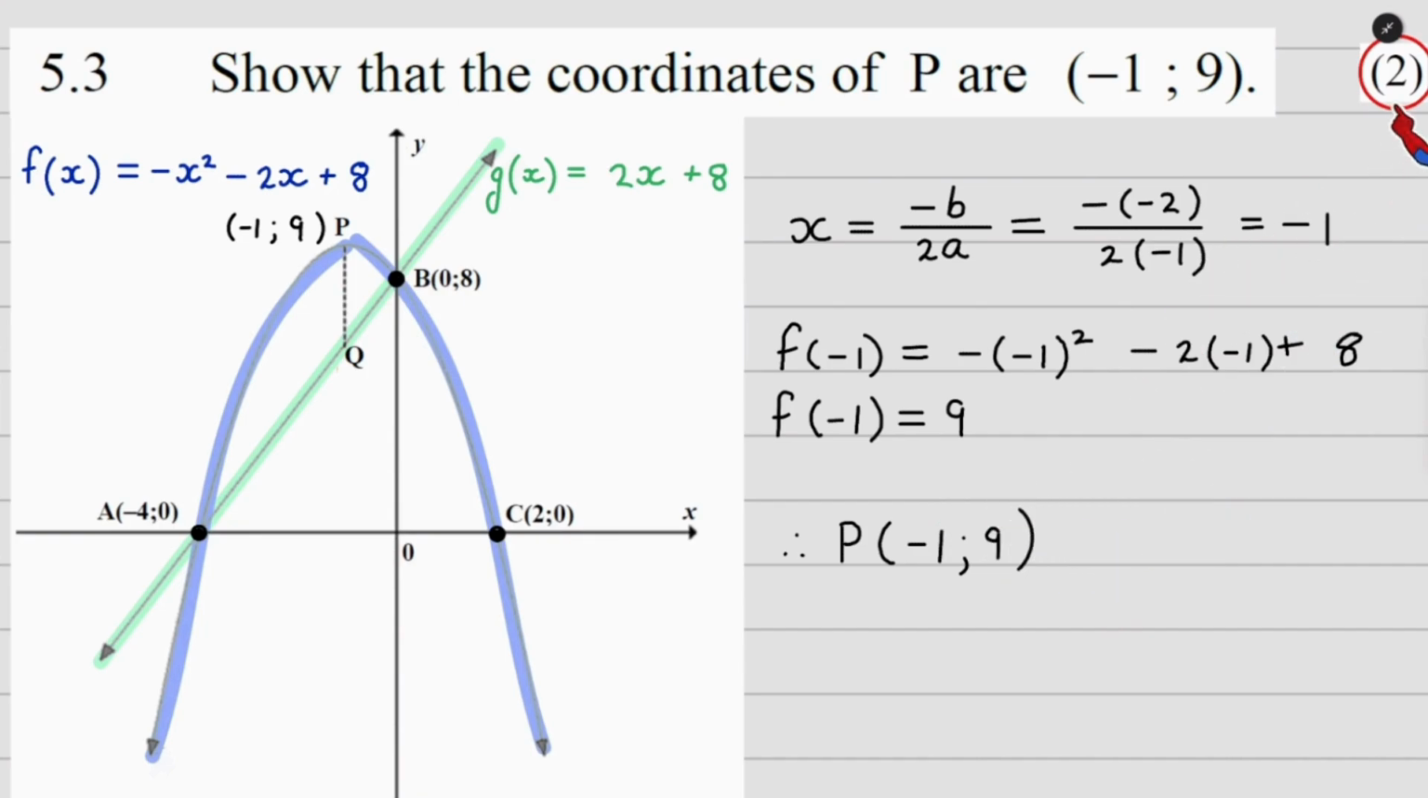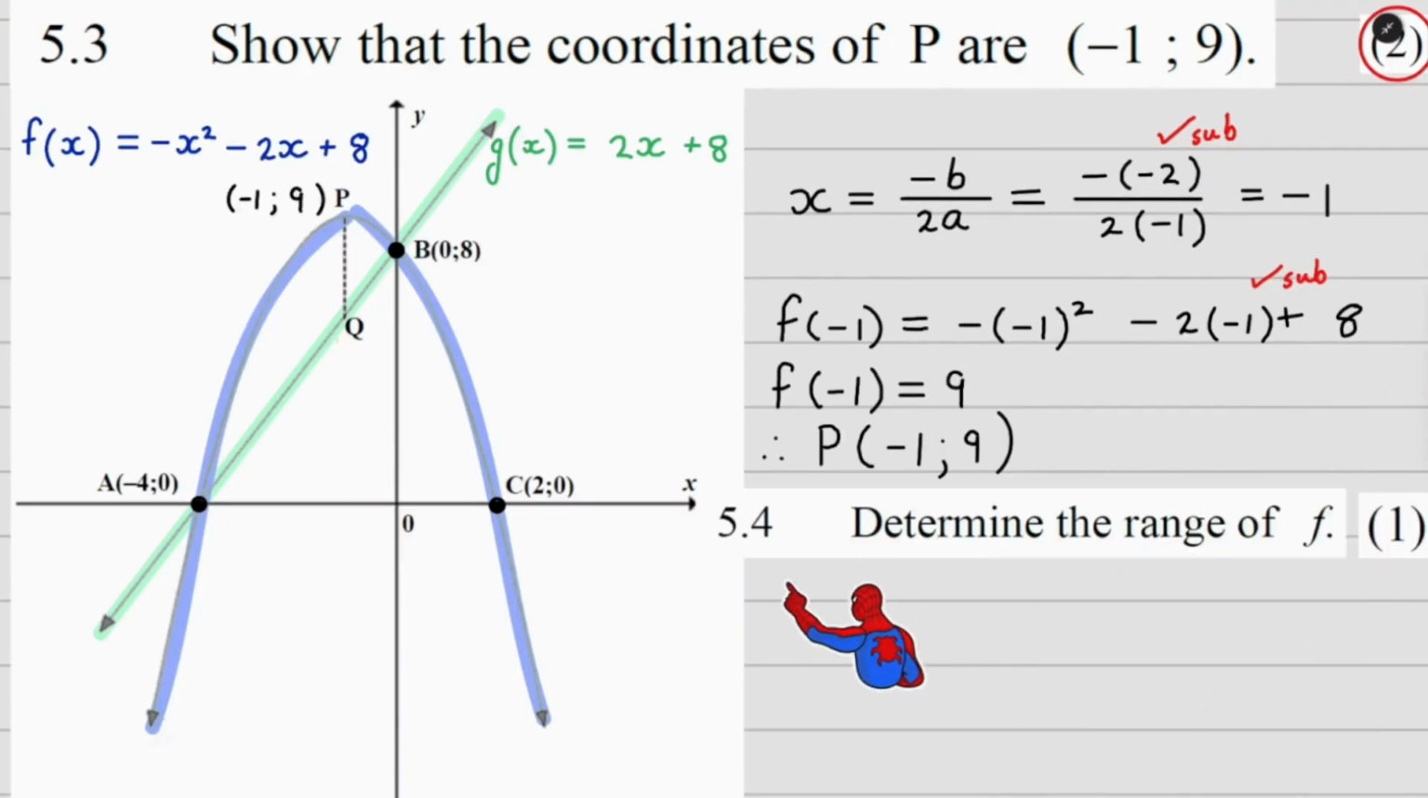And let's have a look where the 2 marks come from. First mark comes from the substitution into the turning point formula. A second mark comes from the substitution of this x value into the parabola to get the y value of 9. Next up, we need to get the range of f.